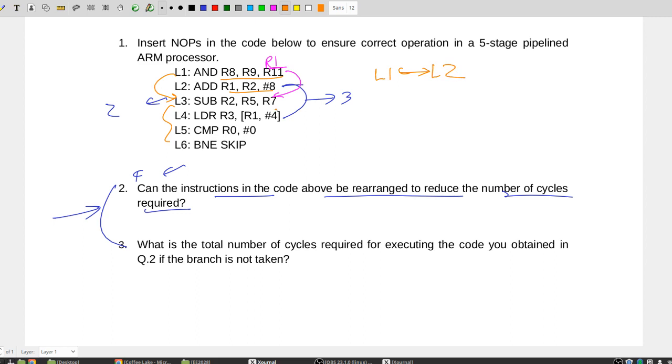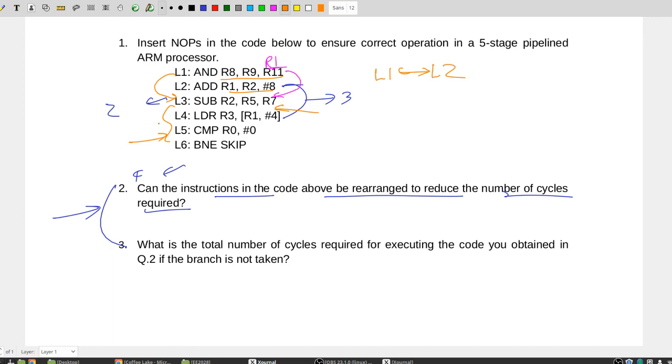Is there any way to fill up the one more gap? Because now the spacing has become 2. Right? Earlier it was 1, but by exchanging L1 and L2, you increase the spacing to 2. But we need one more independent instruction. Is there any independent instruction that you can push up?